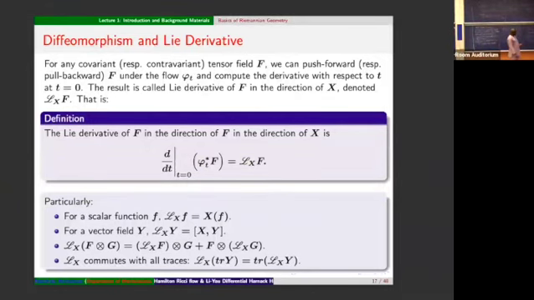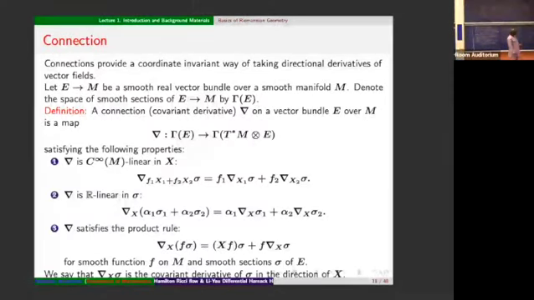Then for any vector field y, you have the Lie derivative as this. Also, you have the other two properties. Then another important thing is connection. Okay, so connection you have defined as this. A covariant derivative is defined on the board, a map with this property.